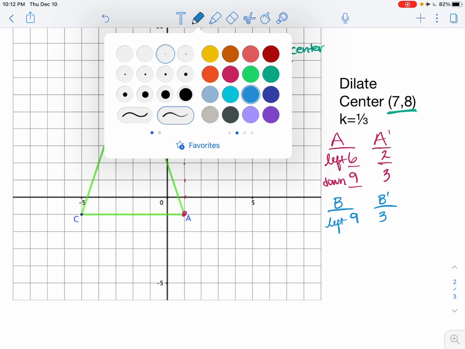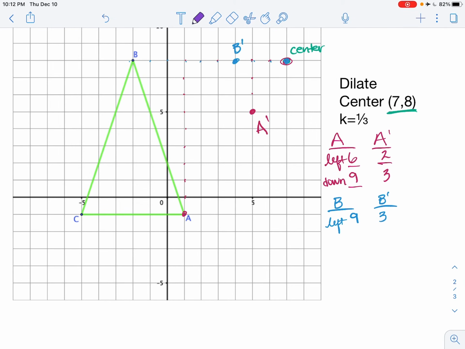And then finally, C, the furthest one. To get from the center to C, I'm going to go left and down. That's left 1, 2, 3, 4, 5, 6, 7, 8, 9, 10, 11, 12, and down 1, 2, 3, 4, 5, 6, 7, 8, 9. So left 12, down 9.